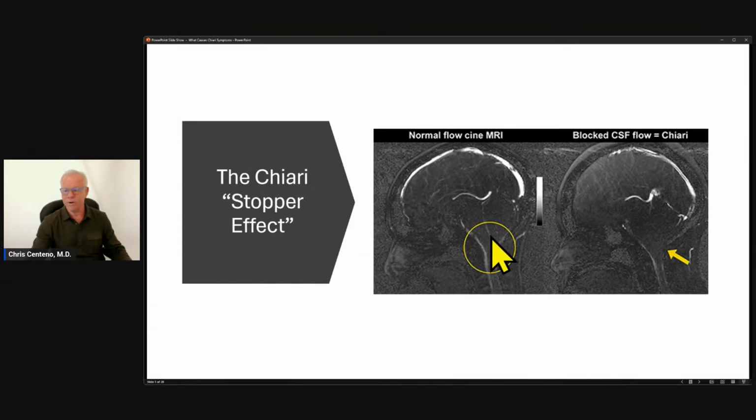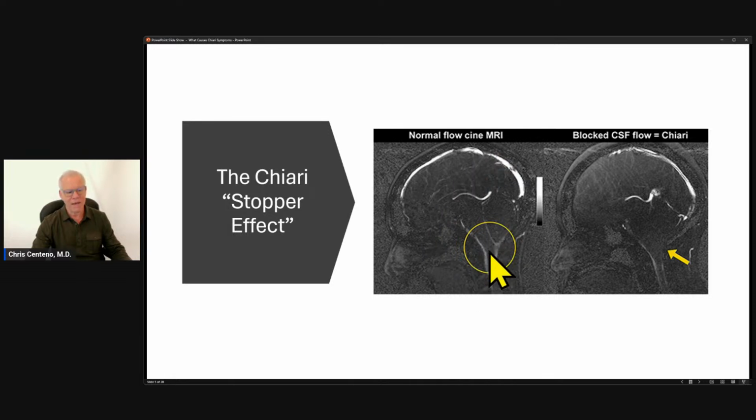Now here we have a cine MRI or a CSF flow study. And what this is looking at here is the cerebrospinal fluid flow around the brain. And the brain has cerebrospinal fluid that circulates through the brain and around the brain.